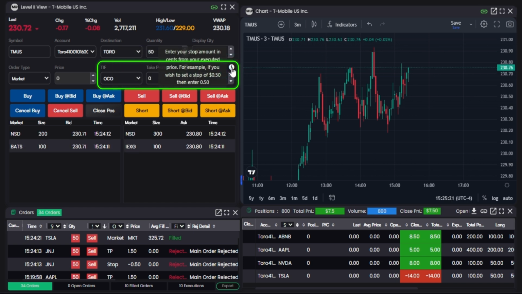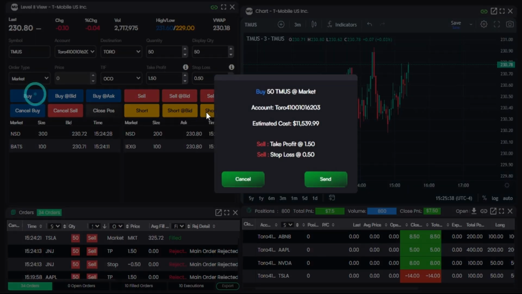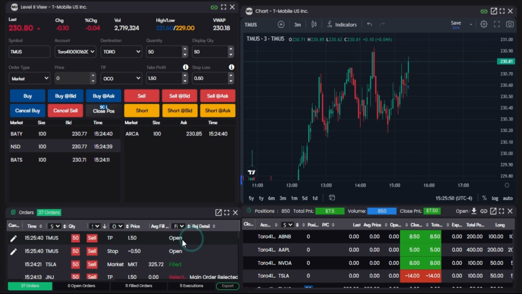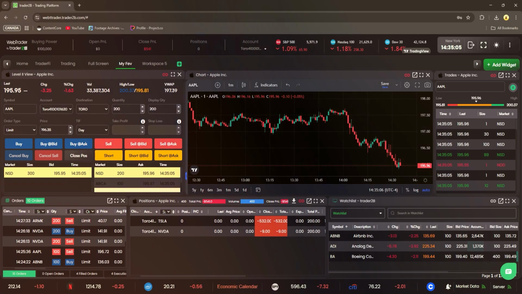Second, the OCO order, or one-cancels-the-other order, means that if one order is executed, the other is automatically canceled. If you choose this TIF, you can put your desired profit per share at take profit and the loss you can take per share at the stop loss section. Both orders will be shown in the orders widget. For example, if you set the OCO as shown below and send the order, once the price hits 327.22 the profit order is executed, and the stop-loss order at $325.22 will be canceled.